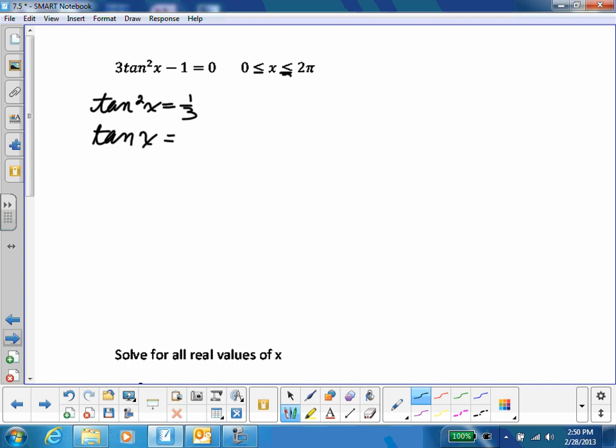So before you get too far, what's the tangent of x equal? You're half right and half wrong. Plus and minus root 3 over 3 because you're taking the square root and you're getting a plus and a minus. You're going to use every single quadrant. And the tangent of what?